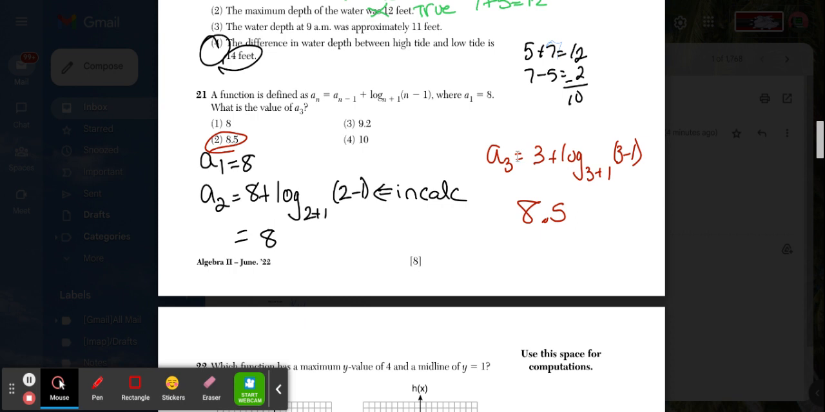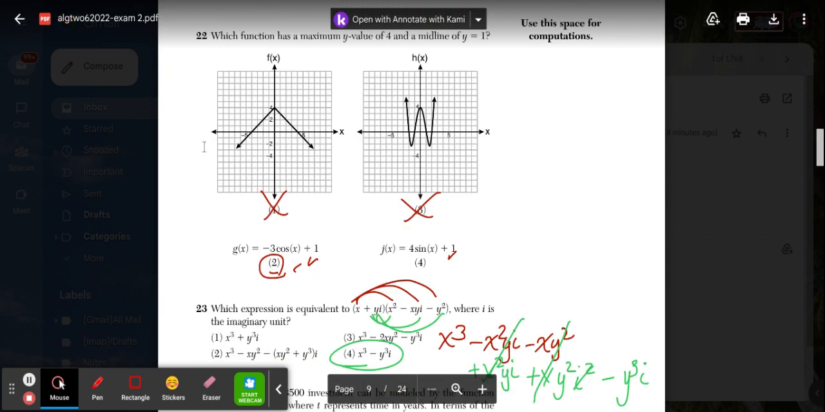So when I'm finding my third number, this is a typo. This should be 8. I have a 3 here because I was thinking about the third number. The 8 should be here plus log base 3 because I'm looking for the third number, plus 1, 3 minus 1, and you get 8.5 as the answer.